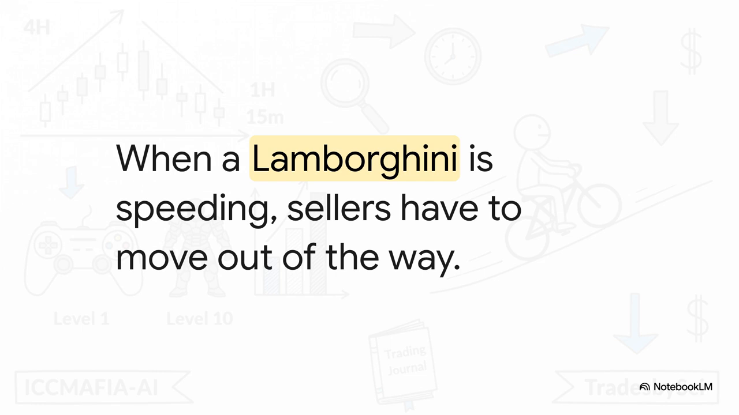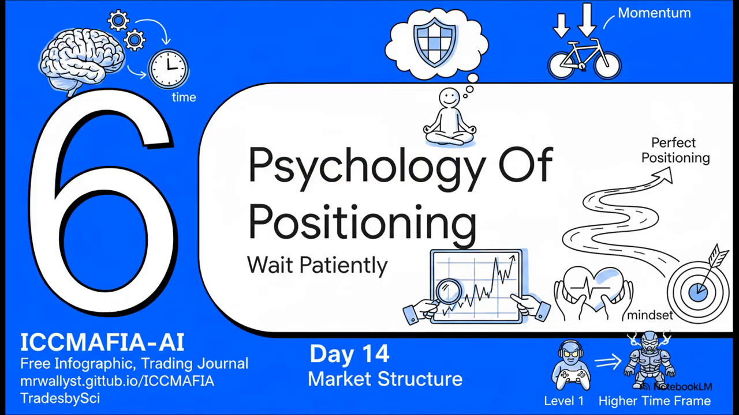If buyers are rushing in with full strength like that speeding Lamborghini, the sellers, the slow Nancys of the market, just have to get the heck out of the way until those buyers eventually run out of gas. You absolutely cannot stand in front of massive, aligned, higher time frame momentum. You either hop in the Lamborghini for the ride or you stay off the highway completely. Finally, let's tie this all together with Section 6, the psychology of positioning.